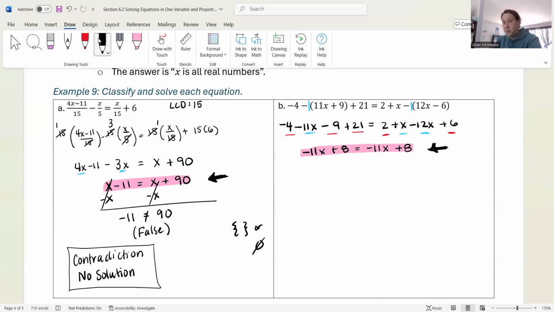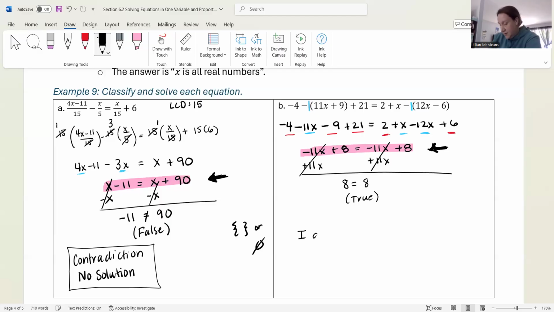So I like to move my variables to the left. So I have this -11x on the right. I want to move it to the left. Since it's a -11x, we think of it as like negative 11x. So the opposite of subtraction would be addition. So I'm going to add 11x to both sides of the equation. Well, -11x plus 11x is just 0. 0 plus 8 is 8. Again, on the right, -11x plus 11x is 0. 0 plus 8 is 8. This is true. Okay, so the variables canceled, leaving a true statement.